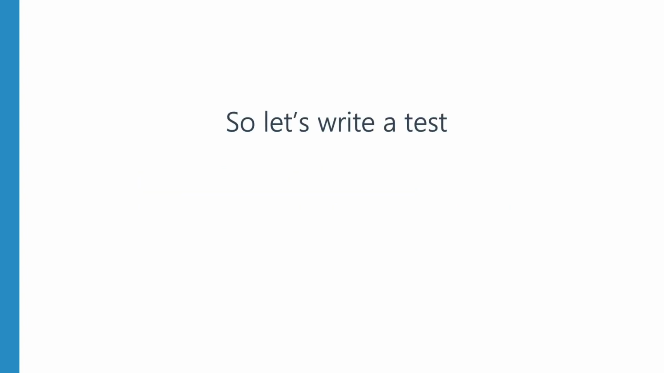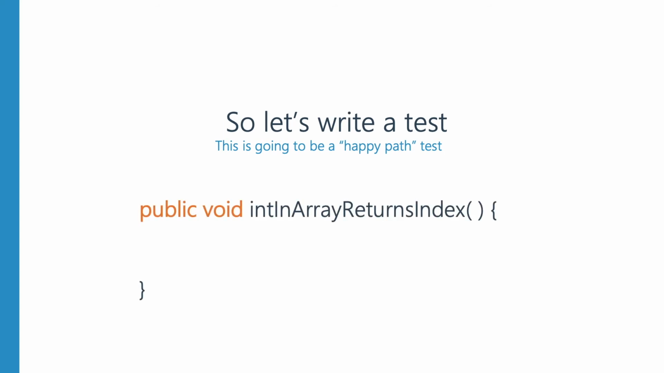So now that we checked out that video, let's go ahead and write a test for this new class. We're going to be writing a very simple happy path test here. In this case, we always start with that public void. And I'm going to call this one int in array returns the index. Of course, we always plug in our annotation there at the top.